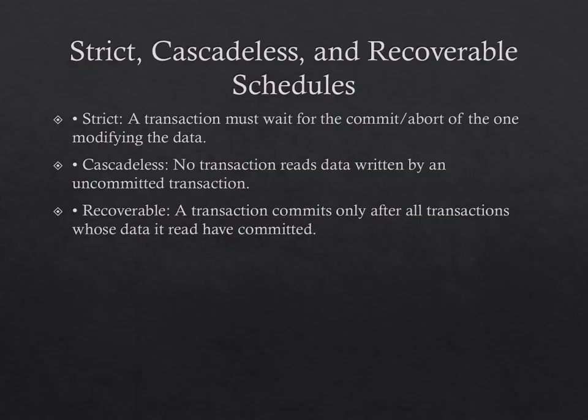Strict schedules don't allow any reading or writing on a data item until the transaction that last modified it commits or aborts. Cascade-less schedules avoid reading data from uncommitted transactions. Recoverable schedules ensure that a transaction commits only if the transaction it depends on has committed.